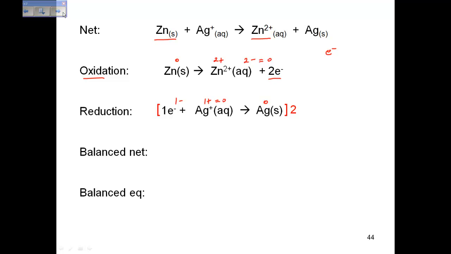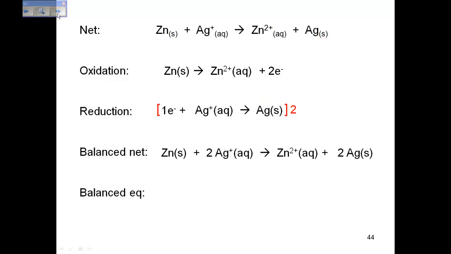Now that I've got the same number of electrons, those electrons cancel out, and I bring down everything else. So I'll bring down that zinc solid, my 2 silver pluses, my zinc 2 plus, and my 2 silvers. This is my balanced net ionic equation.